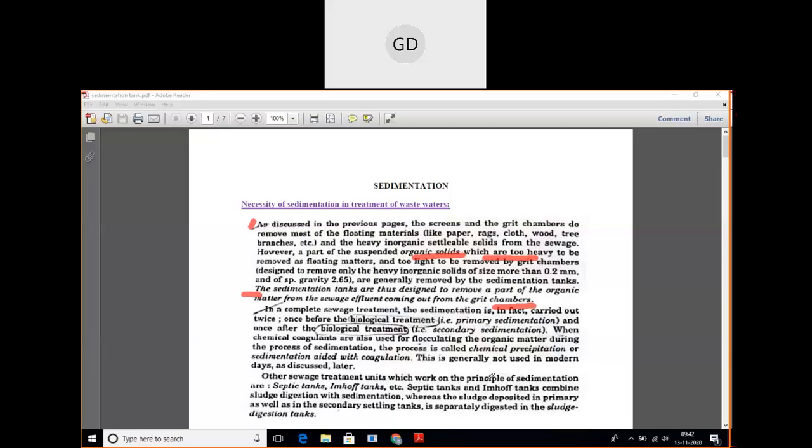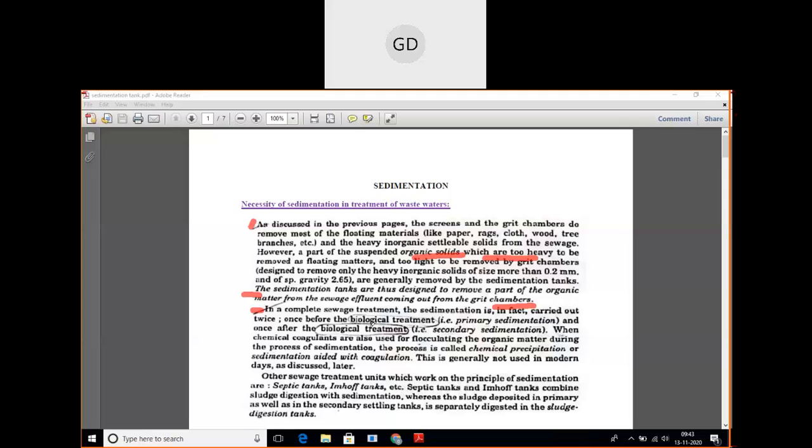Okay, so you see here, in the complete sewage treatment, the sedimentation is carried out twice. One is before the biological treatment is done, that is your primary sedimentation, and one is carried out after the biological treatment, or after the secondary treatment, that is secondary sedimentation. Chemical coagulants are used for flocculating the organic matter. As I already said, the shape and size of the materials can be changed by using a chemical, and that is known as sedimentation aided with coagulation. This we have already discussed in your raw water engineering, so here also the process is similar.